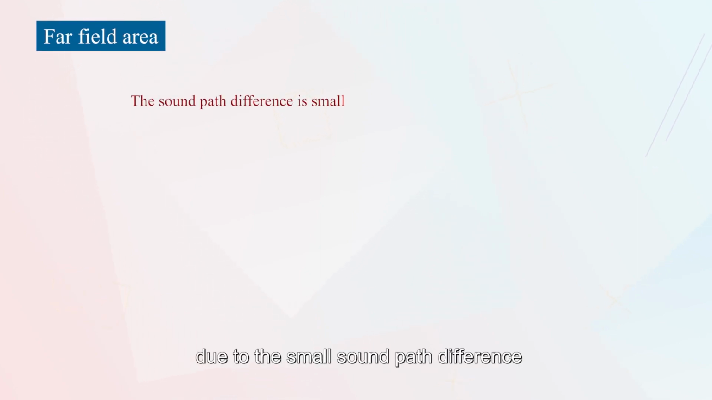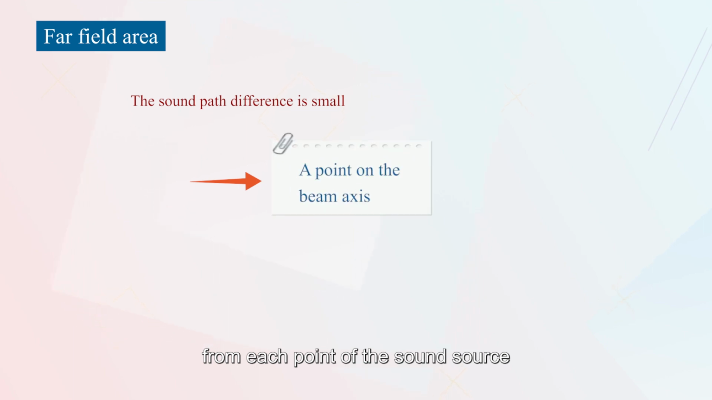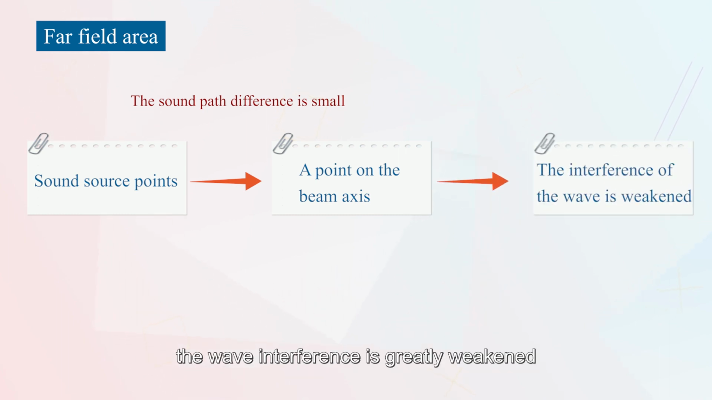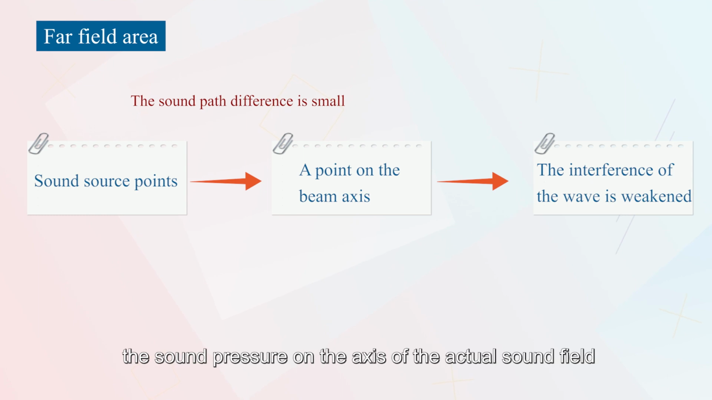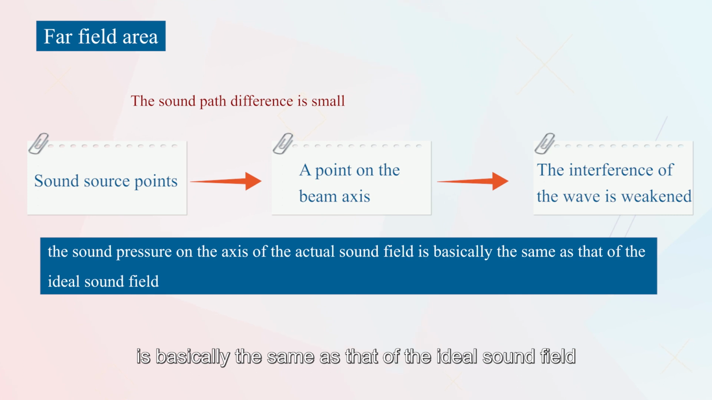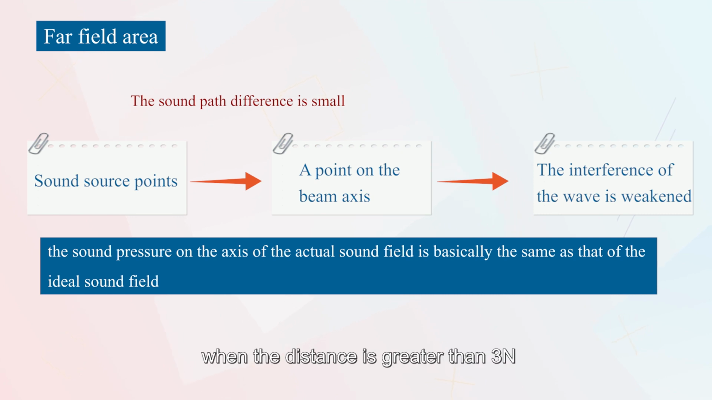In the far field region, due to the small sound path difference from each point of the sound source to a certain point on the sound beam axis, the wave interference is greatly weakened or even no interference occurs. Therefore, the sound pressure on the axis of the actual sound field is basically the same as that of the ideal sound field. Therefore, when the distance is greater than 3N, the theoretical results are often used in practice.